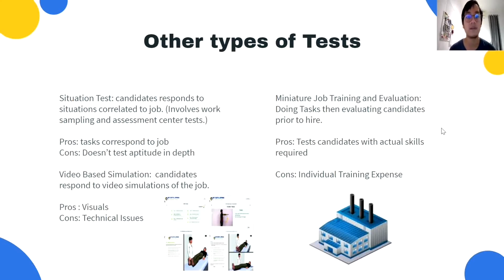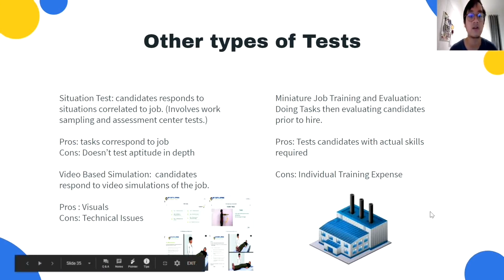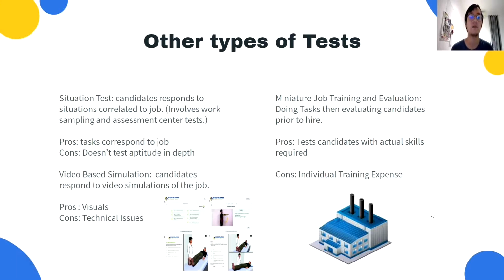And the other types of tests include a situation test, in which candidates respond to situations correlated to the job. So this is similar to the work sampling, and it involves a mixture of work sampling and assessment center tests. The pros of this is that the tests correspond to the actual job itself, and the cons that it doesn't test aptitude in depth, so it doesn't test other factors such as emotional intelligence and personality tests.